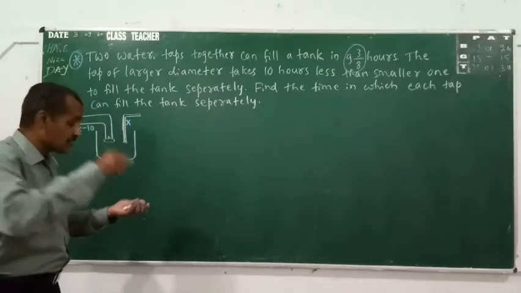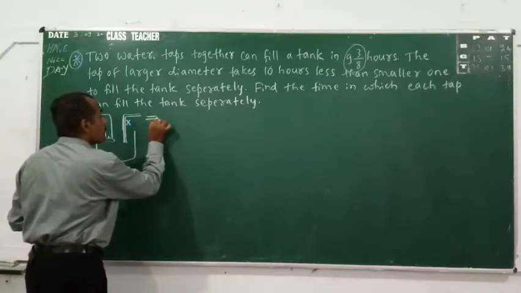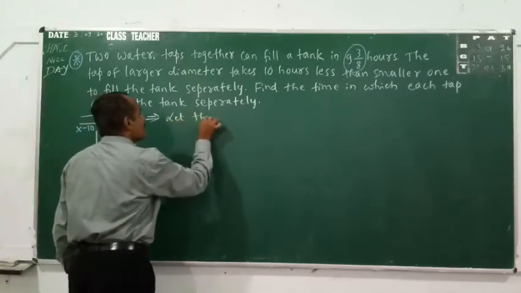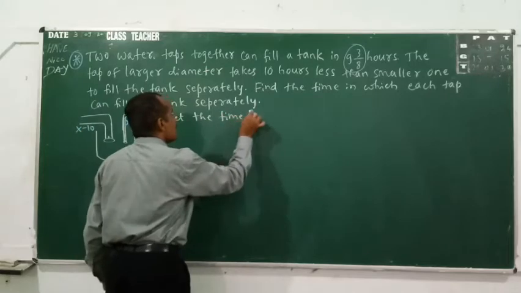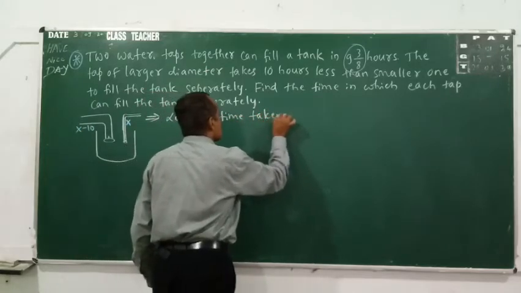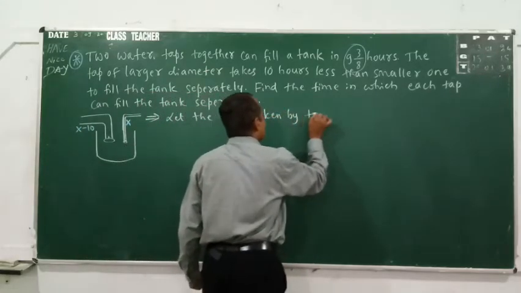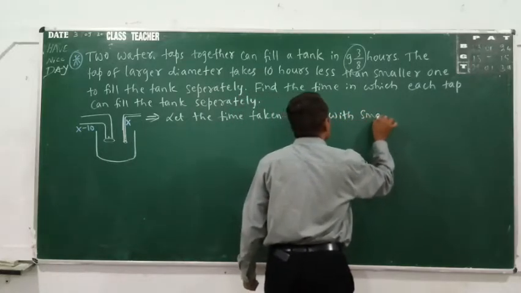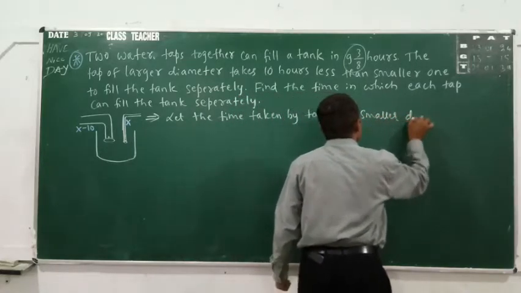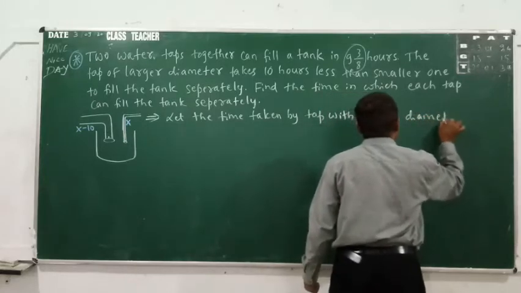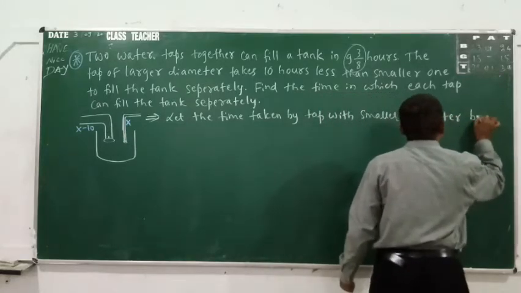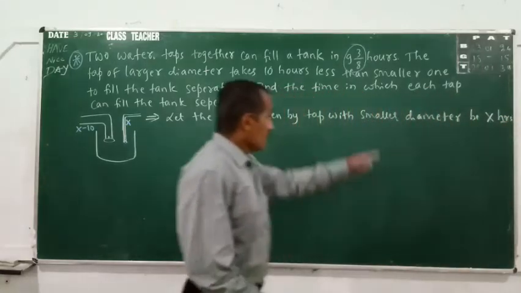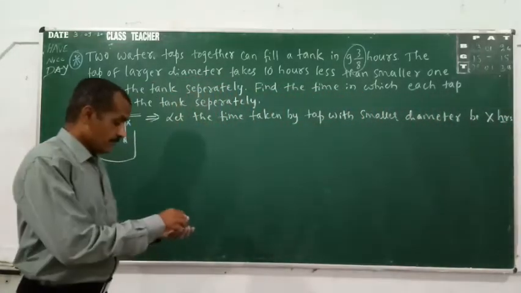But how to write it? That is very, very important. I will start from here. Let the time taken by the tap with smaller diameter be x hours. Let that be x hours.